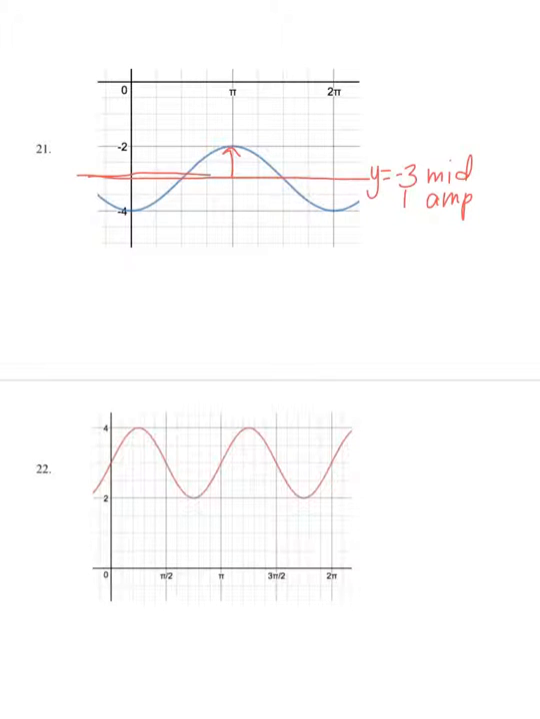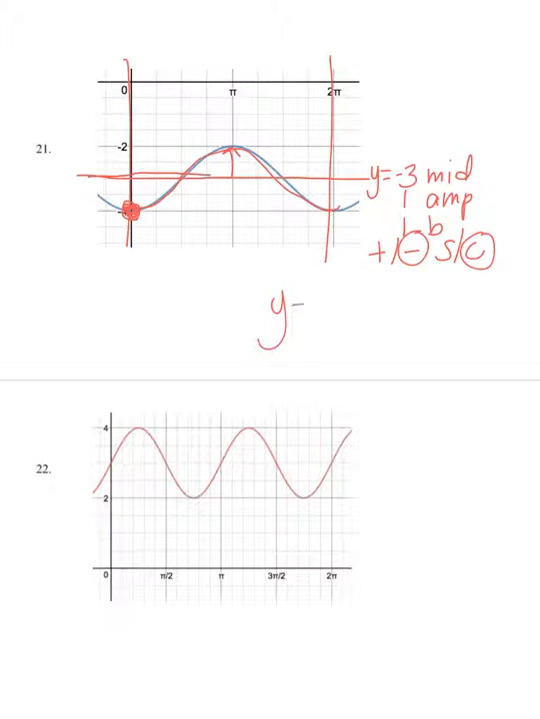And then the b value is from 0 until 2 pi. How many complete cycles do you have? In this case, I have 1 cycle from 0 to 2 pi, so b is 1. And then the last thing, positive, negative, sine, or cosine. My y-intercept is down here. This is a negative cosine, so it's y equals -1 cosine of 1x. If you just want to put x here, or 1x, doesn't matter. And then -3.